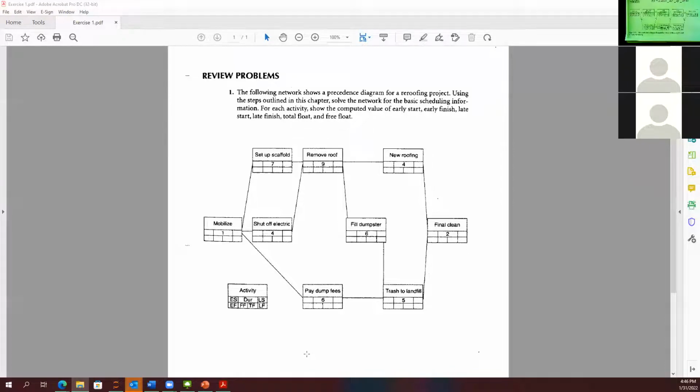Any other student finished early start, early finish? Type in over here, this guy. Very good, very good. So Ashur, that's the correct number. Keep going. Put this number as the late finish of the last one. Then go backward. Calculate backward for late start, late finish.